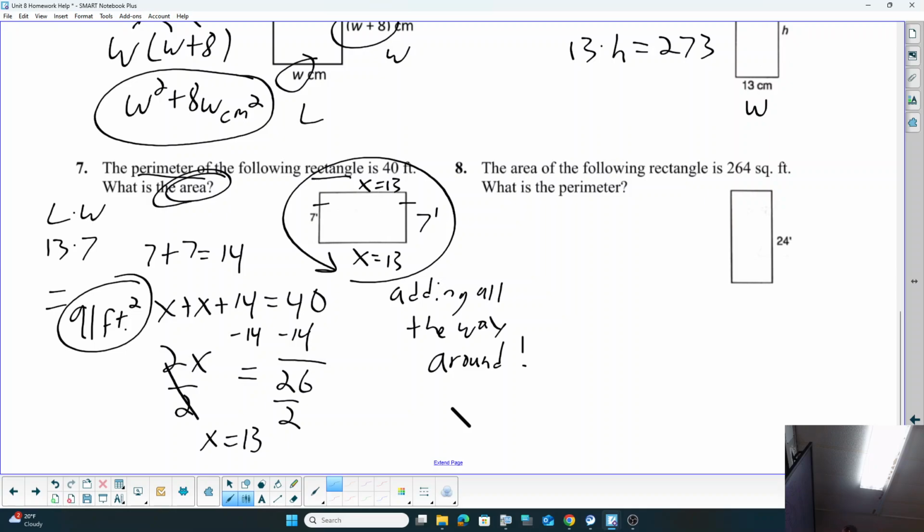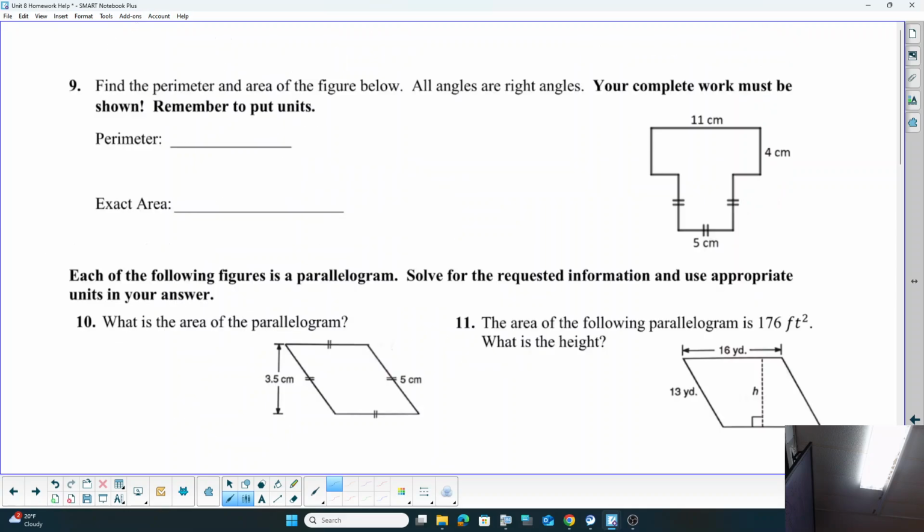Try number 8 on your own now. Give it a try. The area of the following rectangle is 264 squared. What is the perimeter? So the hint is if that's 24, that's 24, and then call that x and x. Try it. You got this.